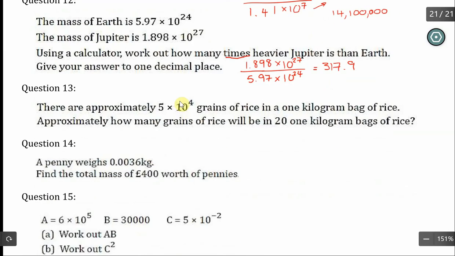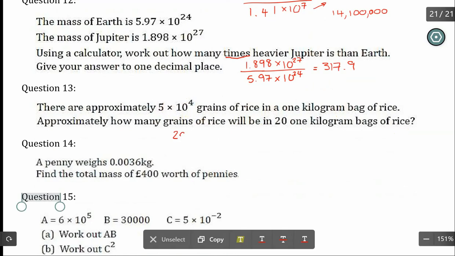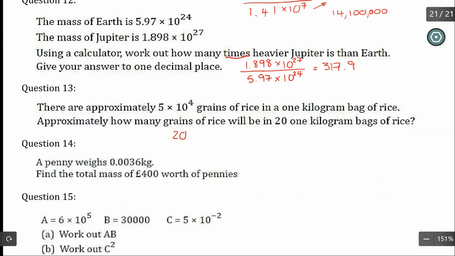13. There are approximately 5 times 10 to the power of 4 grains of rice in 1 kilogram bag of rice. How many grains will be in 20 1 kilogram bags? So 20 of these. So we're doing 20 times that amount, 20 times 5 times 10 to the power of 4. We can just times this bit together to give us 80 times 10 to the power of 4. But that's not in standard form. So we can either give our numbers as ordinary numbers or in standard form. I'm going to give it in standard form, so I've divided that bit by 10. So I need to times this by 10. And that will give me 10 to the power of 5.